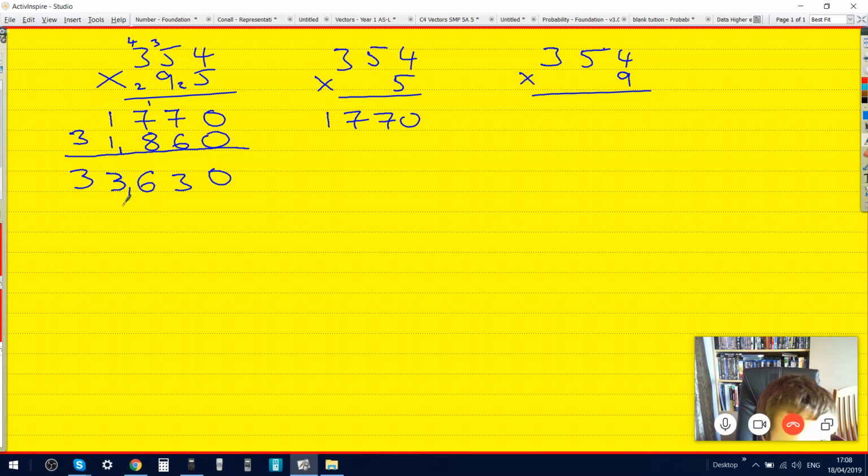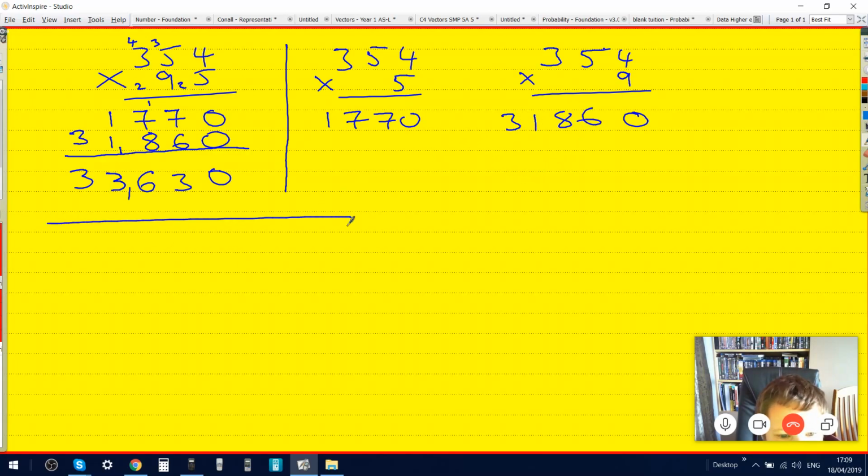That's it. And if you're ever stuck, what might help is if you do the two separately. So 354 times 5, and then 354 times 9, and just put the 0 at the start yourself. And then you can just add the 2. So that's the answer.